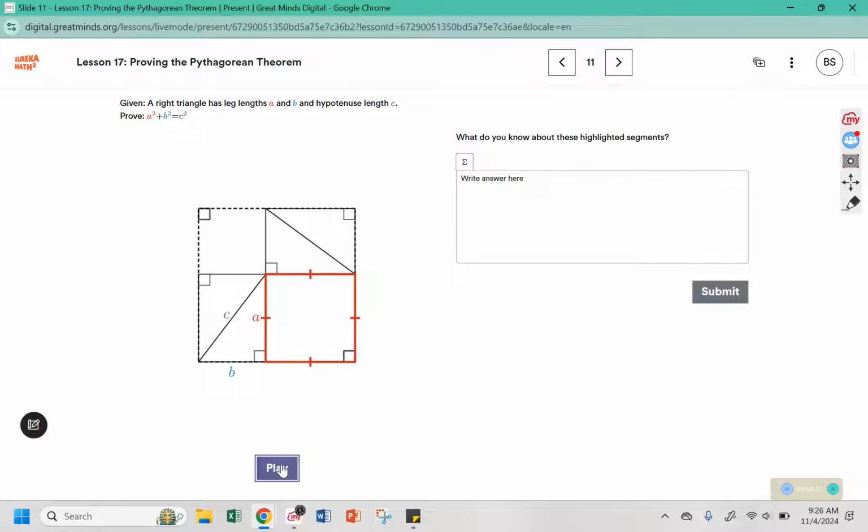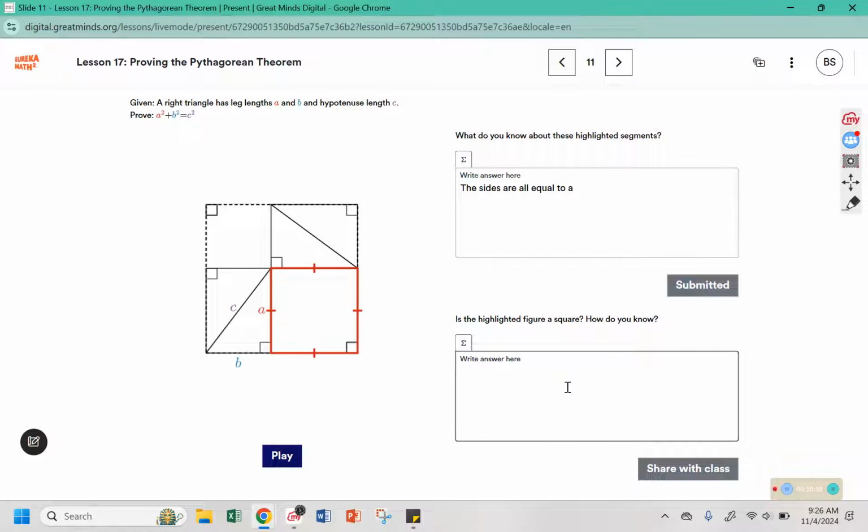What do you know about these highlighted segments? Those red ones are all equal to A. Is the highlighted figure a square? Yes. The side lengths are the same, and they form right angles. You see a right angle here. This is a straight line with a 90, so this also has to be 90 to equal 180. Same here, this is a 90, creating a 180 straight angle, so that has to be 90 in this corner also.